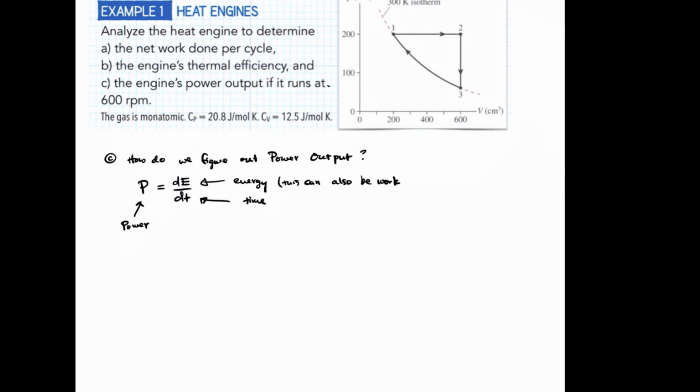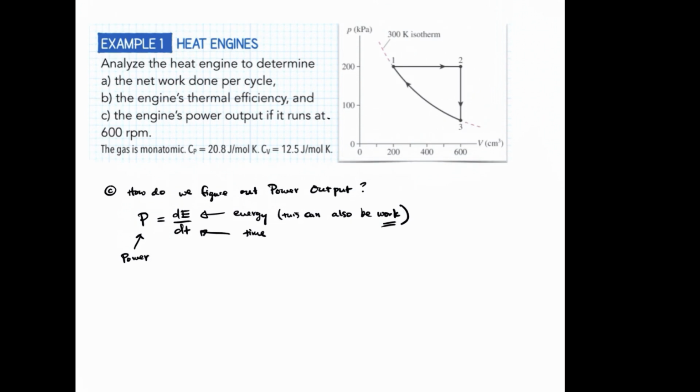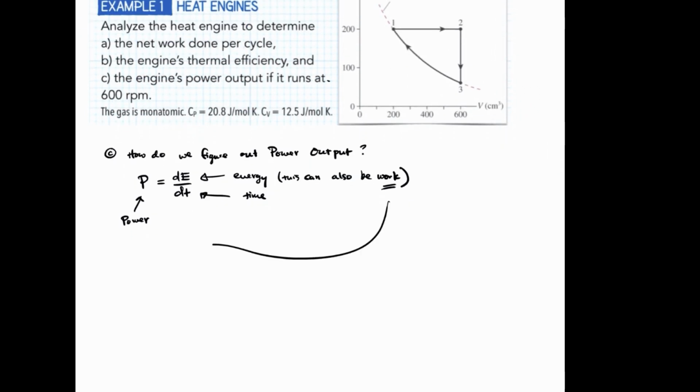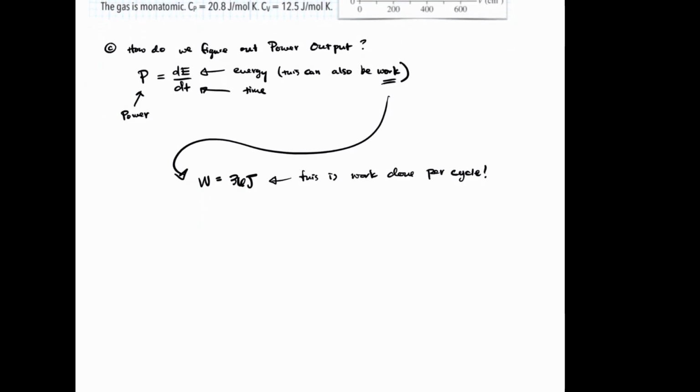And that means we have to go back to the rotations per minute. So rotations per minute is the same as cycles per minute. For every cycle, we get this amount of energy. So that's going to be 36 joules of work done per cycle, okay? So now we just have to do a calculation to get power from energy. So we get 36 joules per cycle.